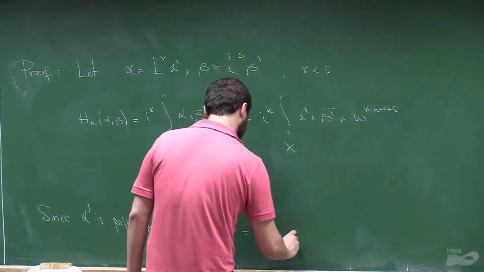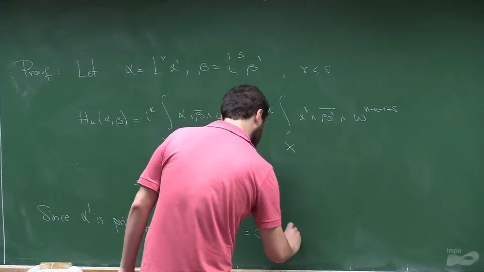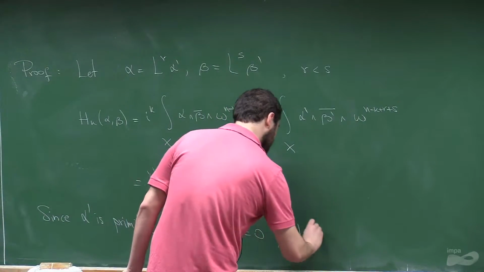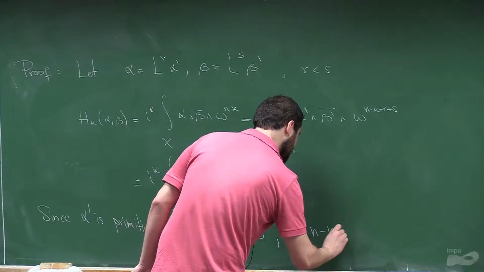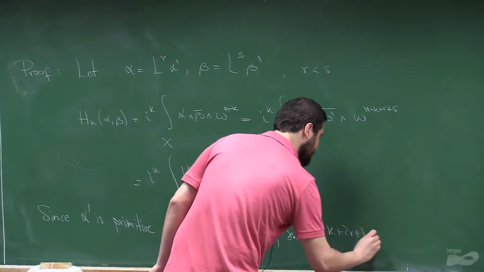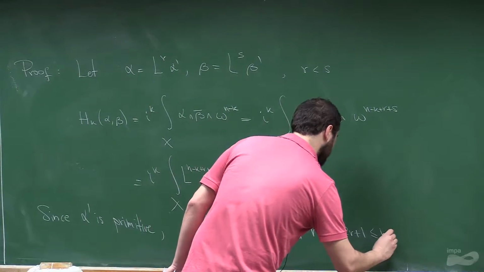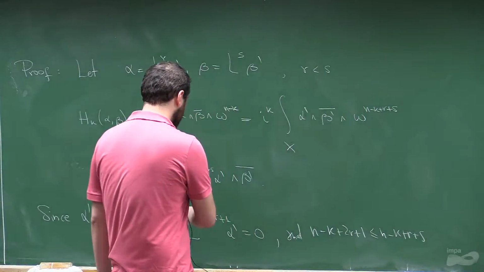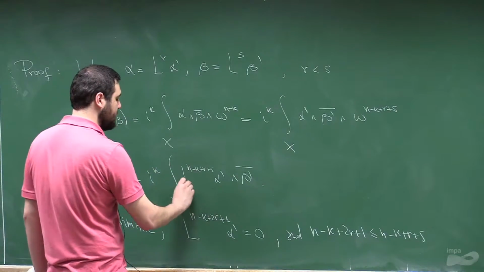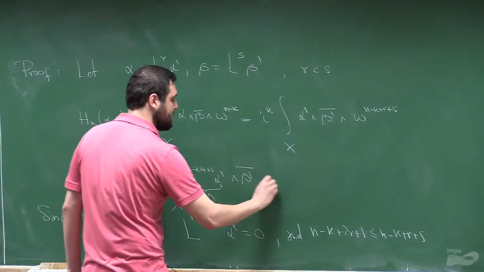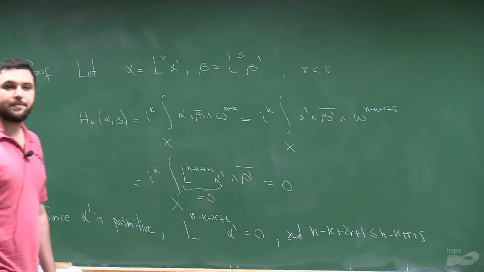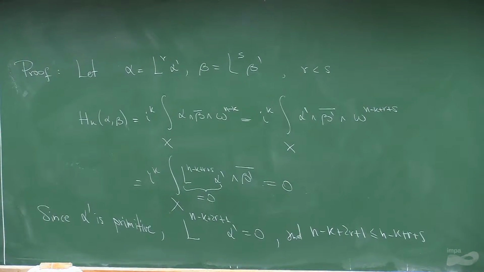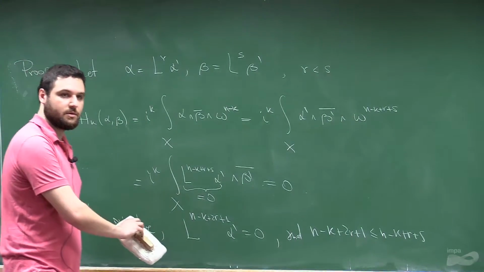And this n minus k plus 2r plus 1 is less than or equal to n minus k plus r plus s, and so this is 0, and so this is 0. Okay? Is this clear? Yes. Clear? Yes.